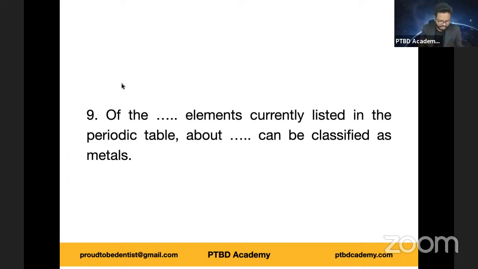Good news. Soumya has discovered a new element. Congratulations, Soumya. What's the name of that element? Samyogen.